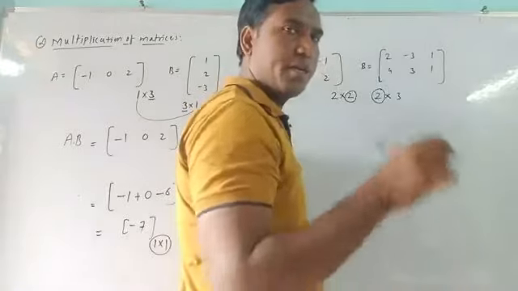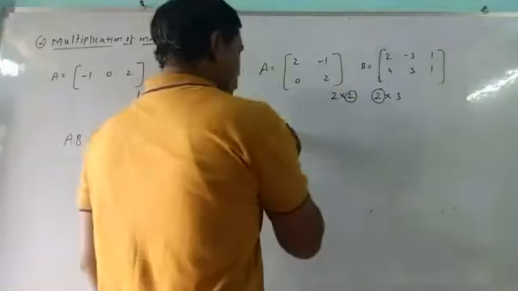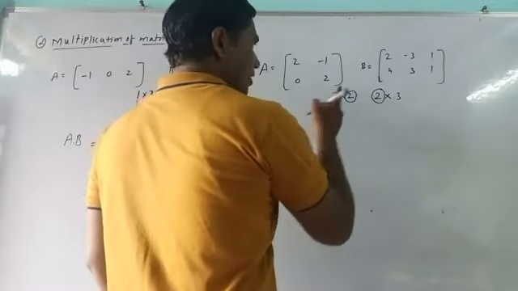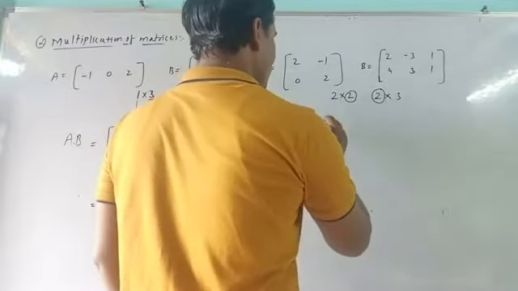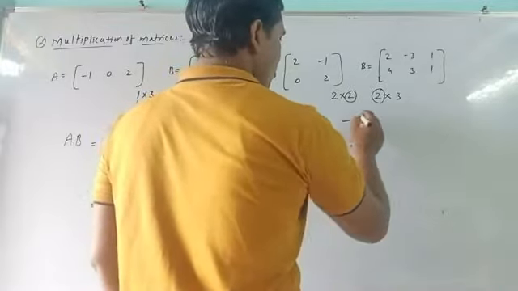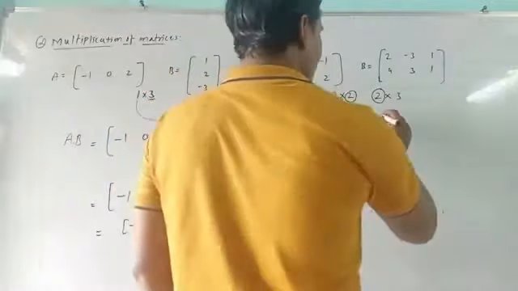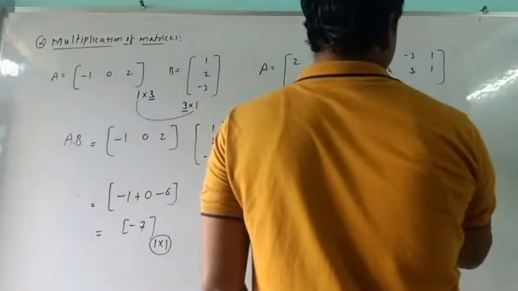Multiplication exists, multiplication is possible. So now we have to multiply these two matrices, A dot B. Multiplication is possible. So we can multiply both the matrices in this way. See here now how to multiply. In place of A, we write the A matrix 2, -1, 0, 2, and in place of B, we write the second matrix 2, -3, 1, 4, 3, 1.